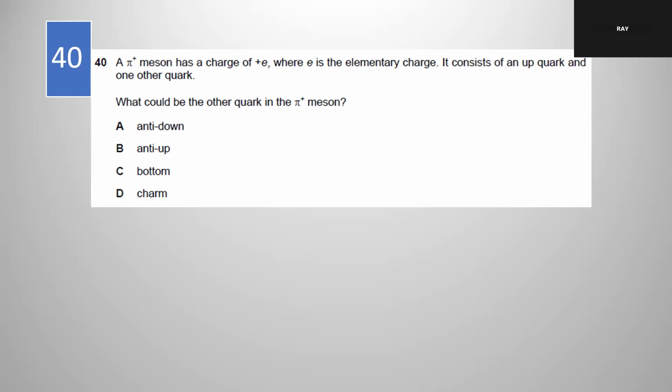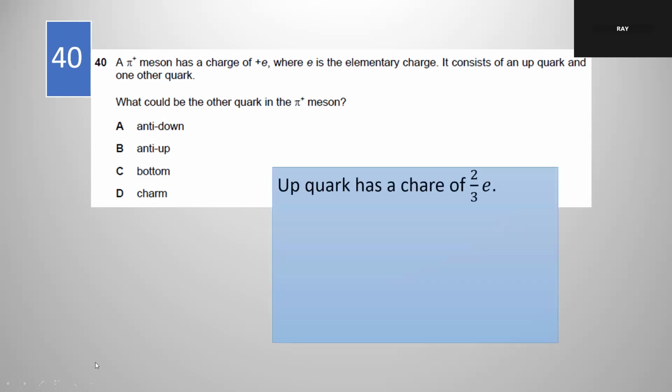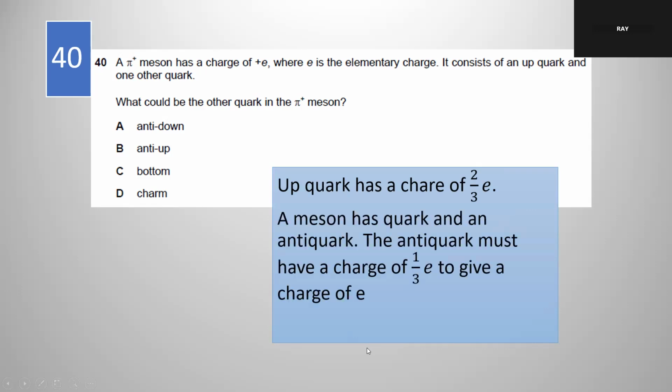For a meson, it must have a quark and an anti-quark. You want it to be positive. So up quark is 2/3 e. A meson has a quark and an anti-quark. The anti-quark must be 1/3 e to give a charge of e.